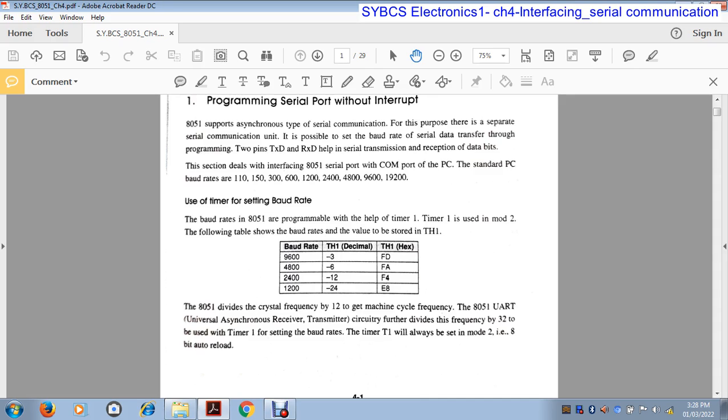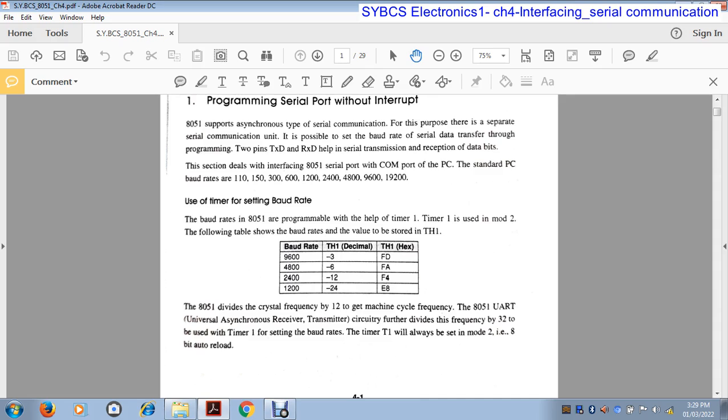and this -6 is FA in the hexadecimal number system. Similarly, for 2400, the value -12 can be loaded in the TH1 register, and -12 can be represented in hexadecimal as F4. Similarly, for 1200, -24 can be loaded in TH1, and F8 is the hexadecimal value.